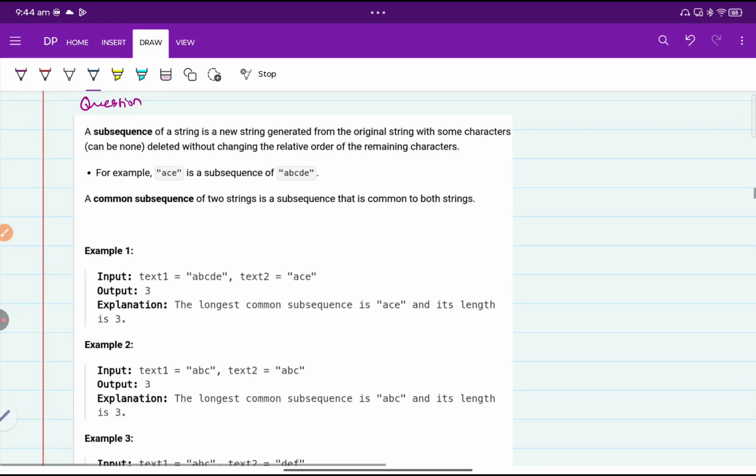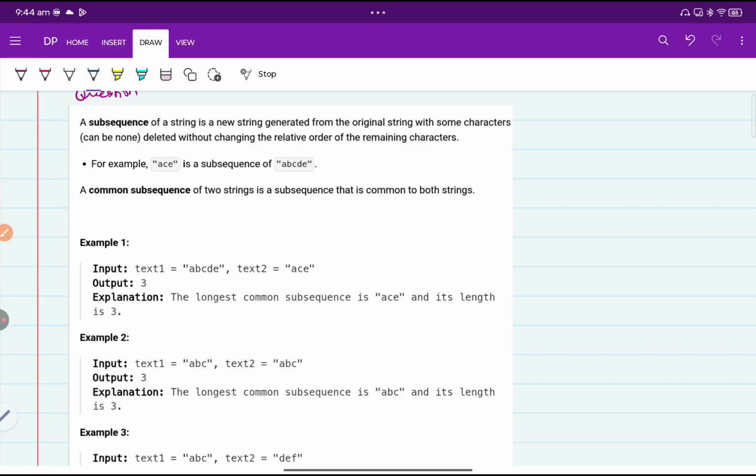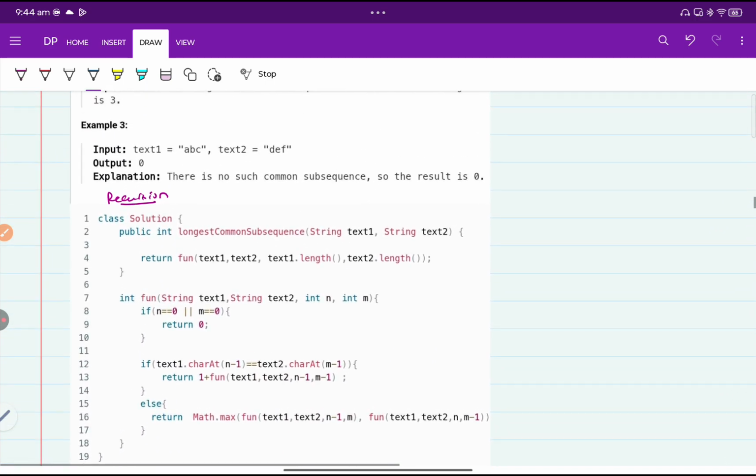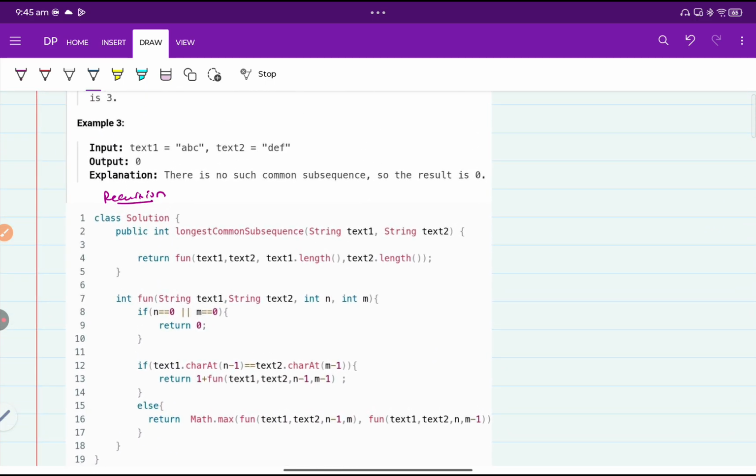And what is the problem statement? I have already told you that this question is given on GFG, and the recursive code, as I discussed, is also here. We are given two strings and have to find the longest common subsequence.